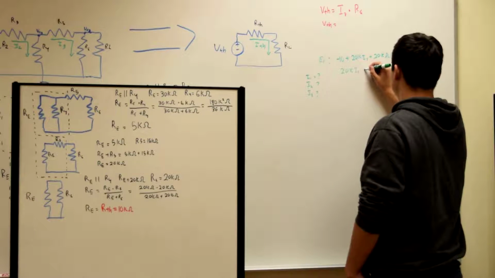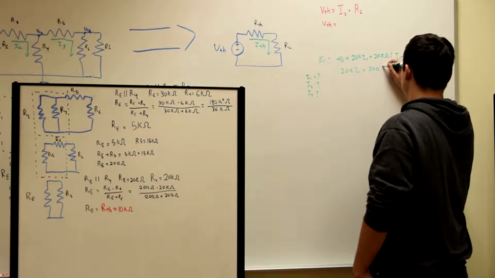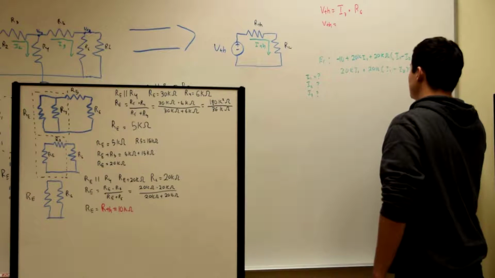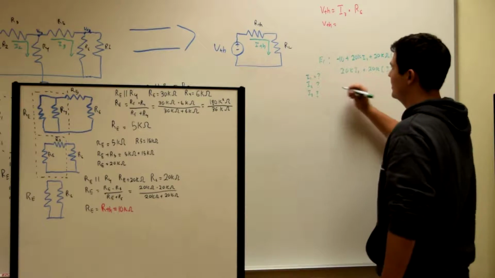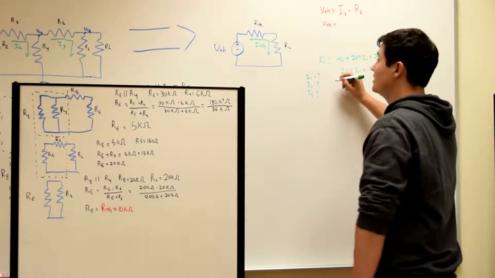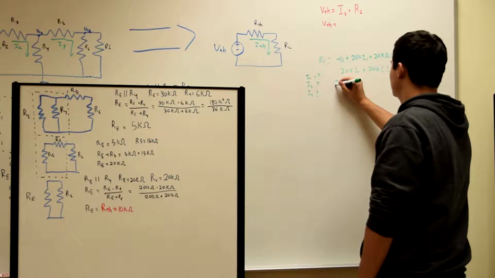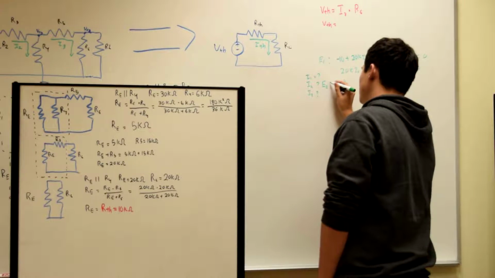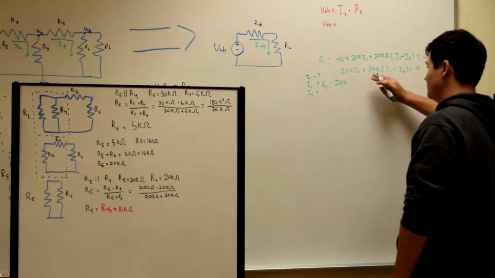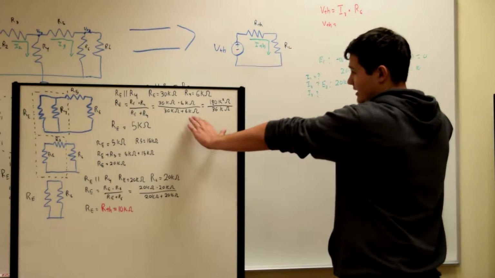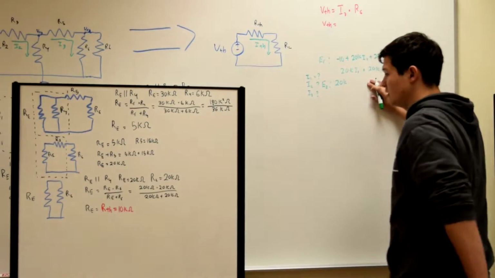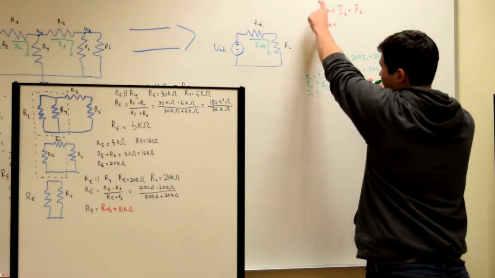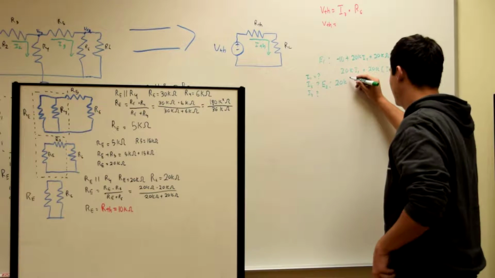20K I1 plus 20K times I1 minus I2 is equal to 10. Awesome, because we have our voltage source. So the next one that's going to happen is 20K. So this is now E2. And again, green is for current, black is for resistors, blue is for voltage, and drawing the diagram. And red is what we're looking for at the very end.